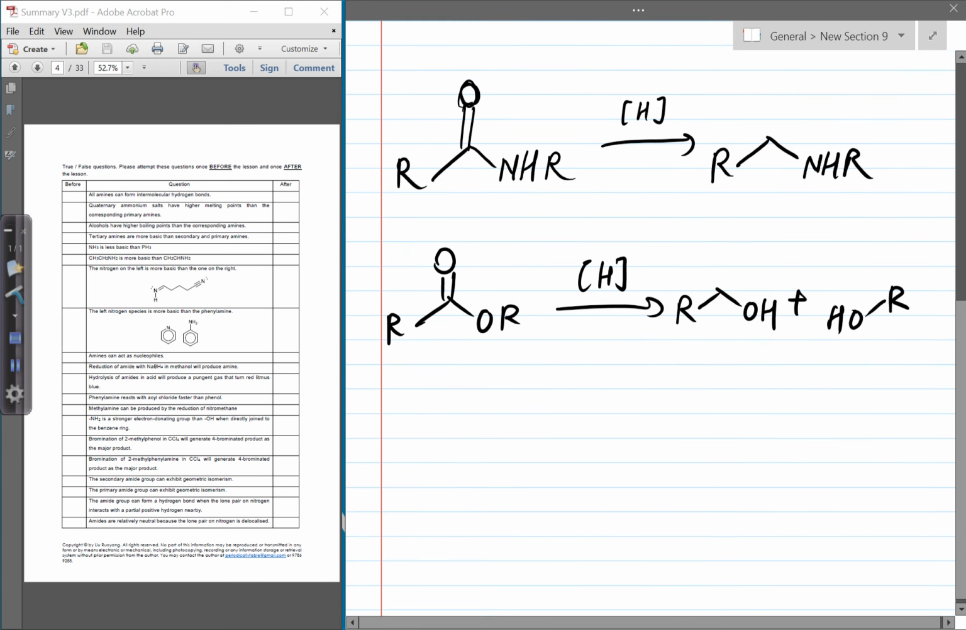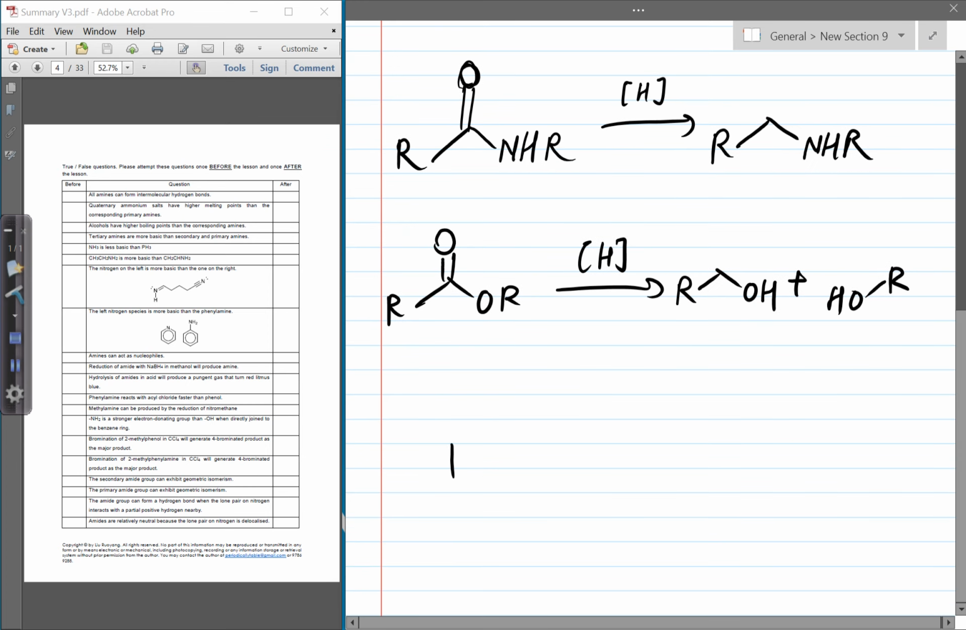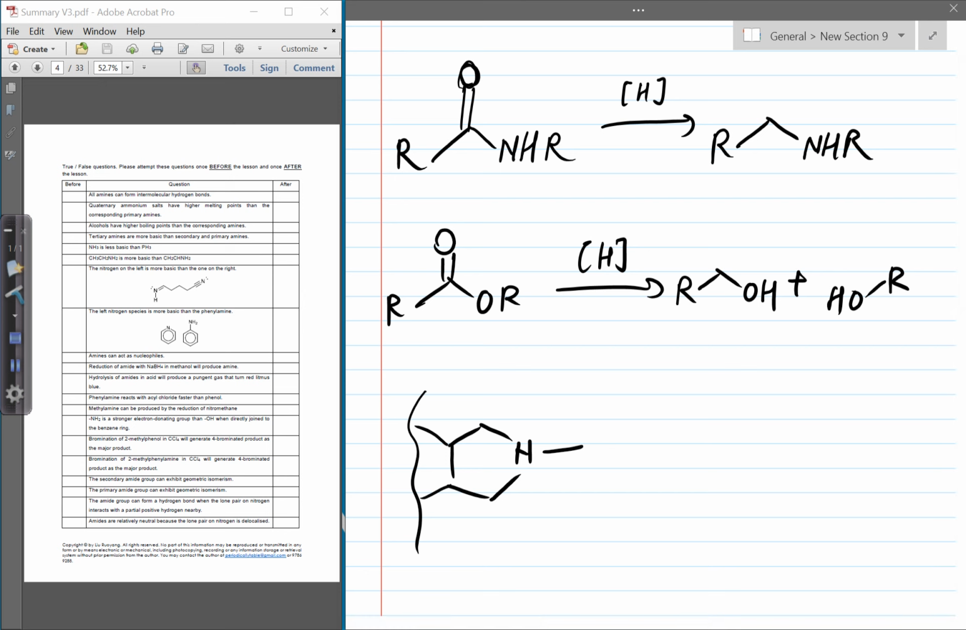So for the first one, you just have to remove the two C double bond O, right? And this is what you get, which is just this tertiary amine.